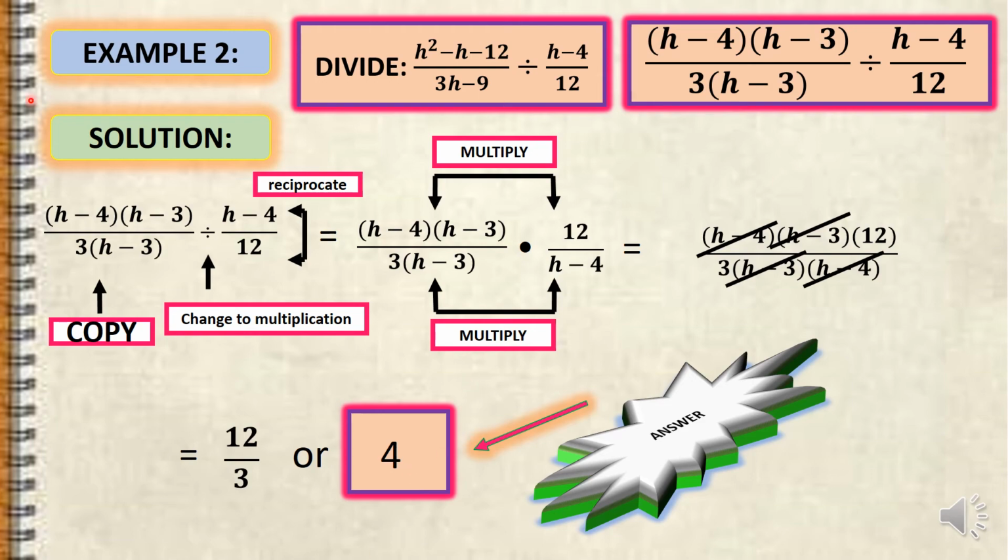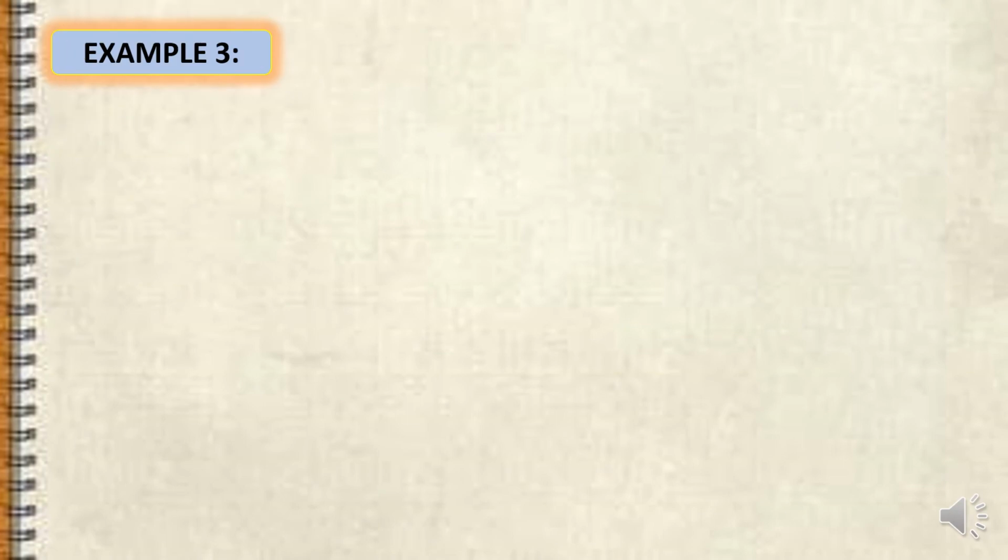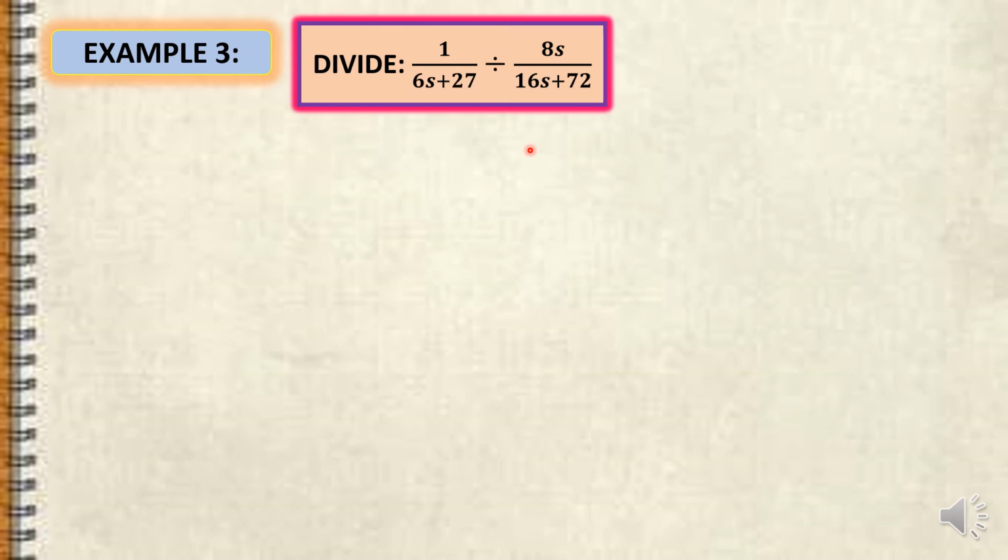Okay, so next, let's have our third example. So, that is to find the quotient of 1 over 6s plus 27 divided by 8s over 16s plus 72. So, again, pag may mga ganitong problem tayo, you need to double check if they can still be factored. So, itong kaso na to, yung 6s plus 27 and then yung 16s plus 72, pwede siyang i-factored out.